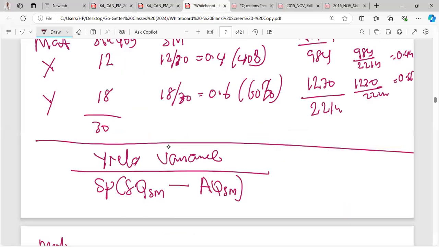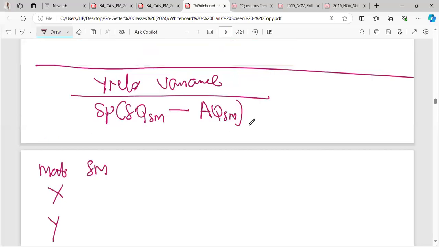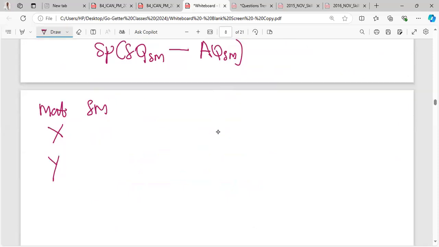This is material X and material Y. The standard mix here is 0.4, 0.6. That's the standard mix which we are using. Then the standard quantity. What's the standard quantity?